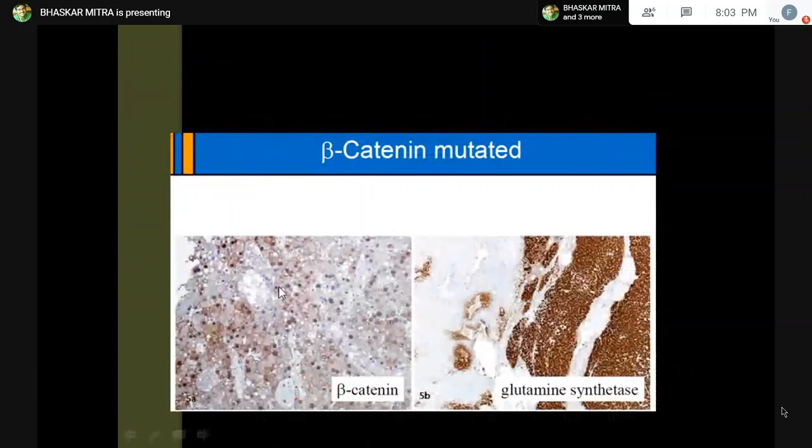They show nuclear and even cytoplasmic membrane expression of beta-catenin and strong expression of glutamine synthetase. In focal nodular hyperplasia we have seen a map-like pattern where the perivenular areas show patchy positivity, in some areas and not others. But in the hepatic adenoma, particularly the beta-catenin mutated one, they show strong and diffuse staining of glutamine synthetase, as seen in this picture.